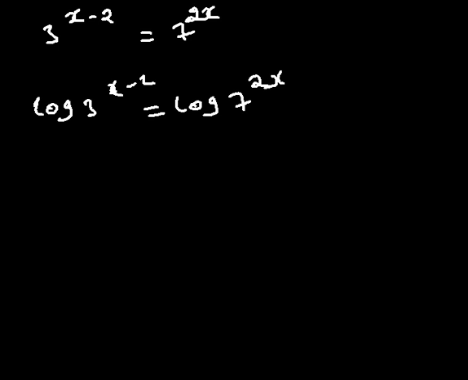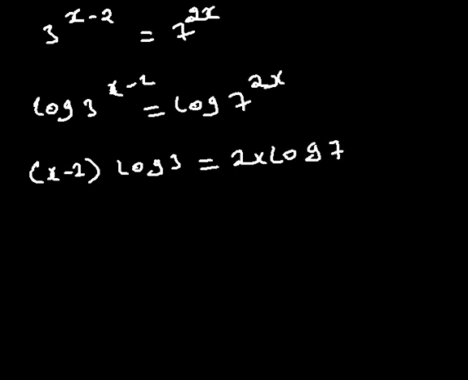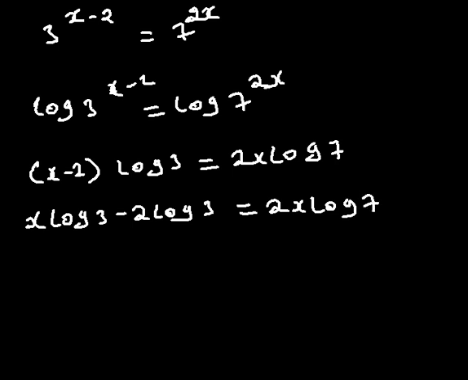Then we'll have x minus 2 times log 3, which is the same as 2x log 7. Then we distribute log 3 all over here. That gives x log 3 minus 2 log 3, which equals 2x log 7, in that way.